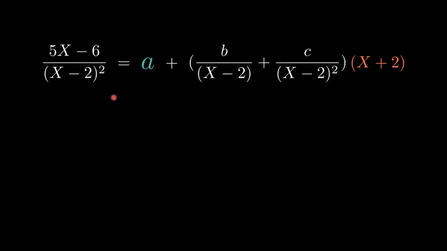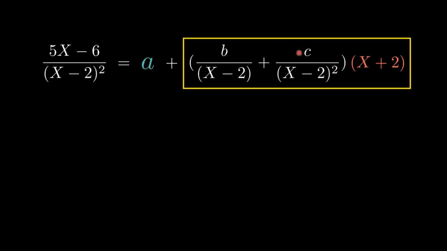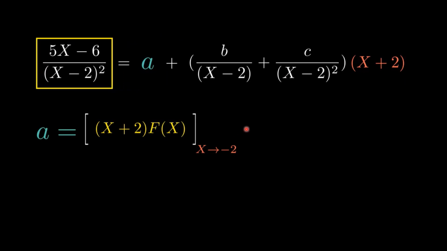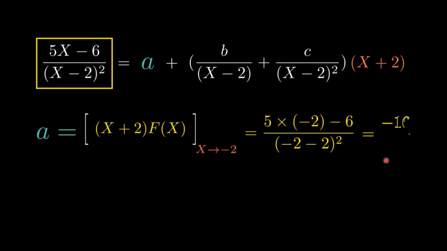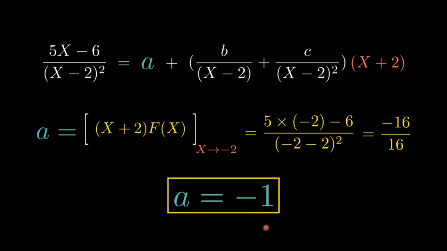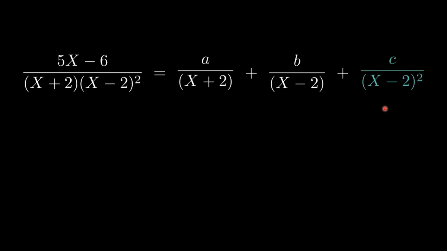This equality is true for any real x different from 2 because we can't divide by 0. Then what is the best value of x that gives a? Take x equals minus 2, which makes this expression 0. So a equals x plus 2 times f of x, at x equals negative 2. This gives negative 16 over 16, so a equals negative 1.